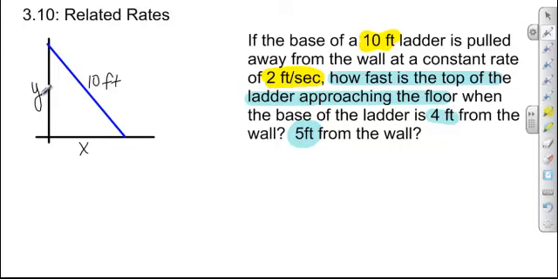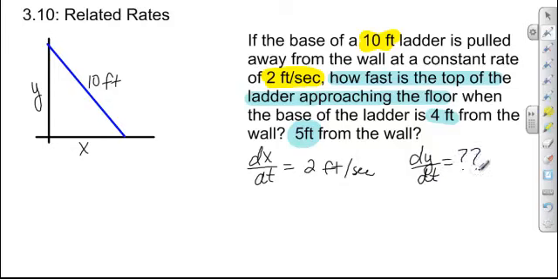Now, the 2 feet per second is the rate of change of this measurement x. The length of x depends on how much time, how many seconds have elapsed since we started moving the bottom of the ladder. So this 2 feet per second is the rate of change of the measurement x with respect to time t. So it's dx over dt. How fast is the top of the ladder approaching the floor? Well, that's a question about the rate of change of the measurement y. And that's what we want to figure out.